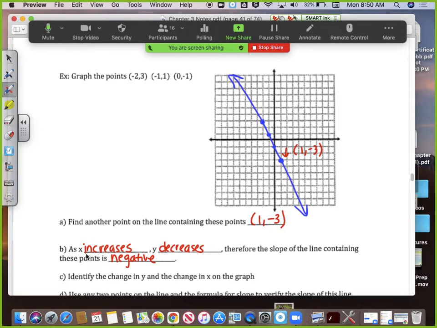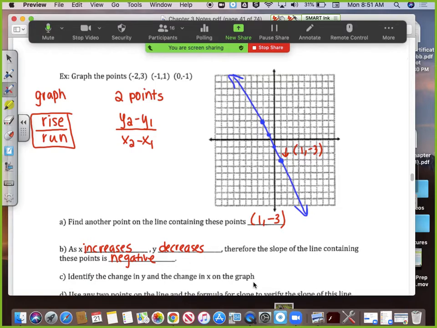There's 2 ways to find slope. In letter C, it says identify the change in y and the change in x on the graph. That means find the slope of the line from the graph. Finding slope can be done 2 ways. You can use the graph and use the rise over the run formula. This is for a graph. Or from 2 points, you can use the formula y2 minus y1 divided by x2 minus x1. So there's 2 ways to find slope. In letter C, they want us to identify the change in y and the change in x on the graph. Using the graph, we would use the rise over the run method.